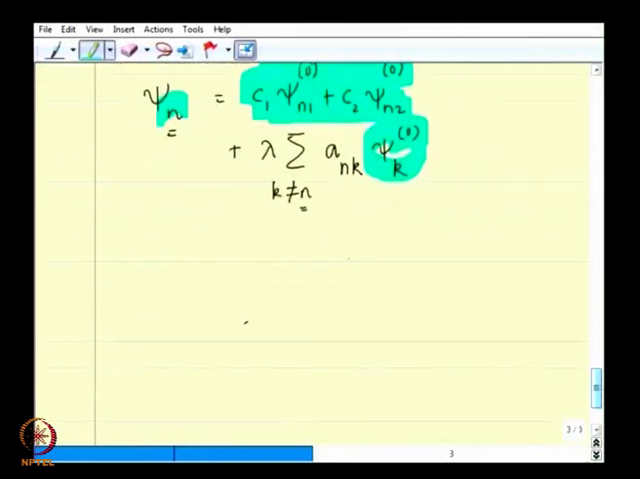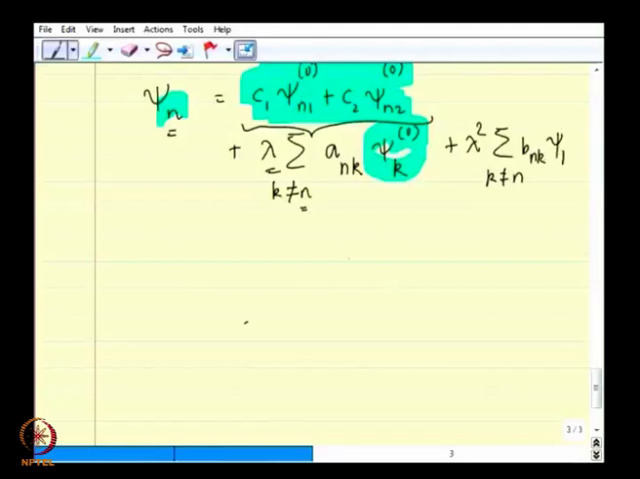Therefore, all states which have the same energy En0 are put together, they are lumped in the quantity before doing the corrections to lambda. And of course you can also do a lambda square correction if you wish by putting in k not equal to n, another quantity.